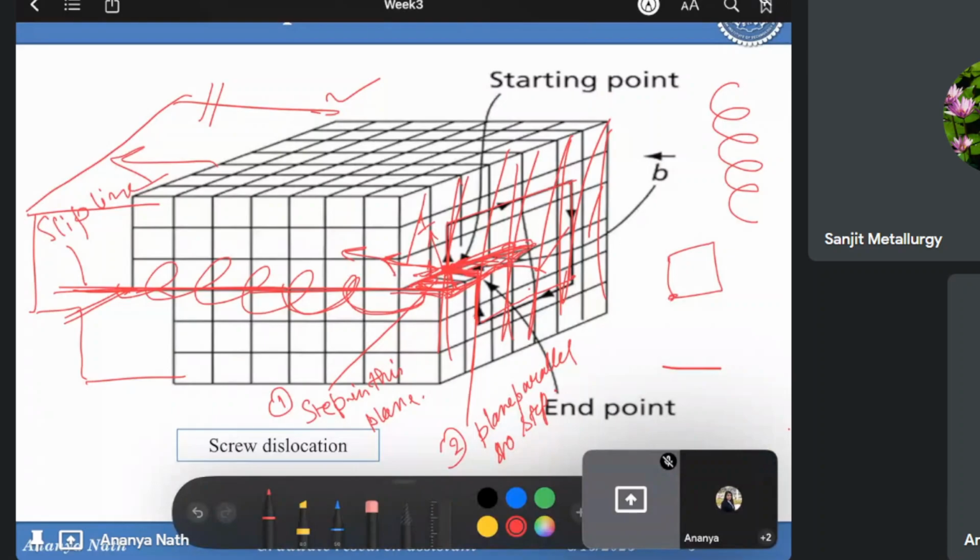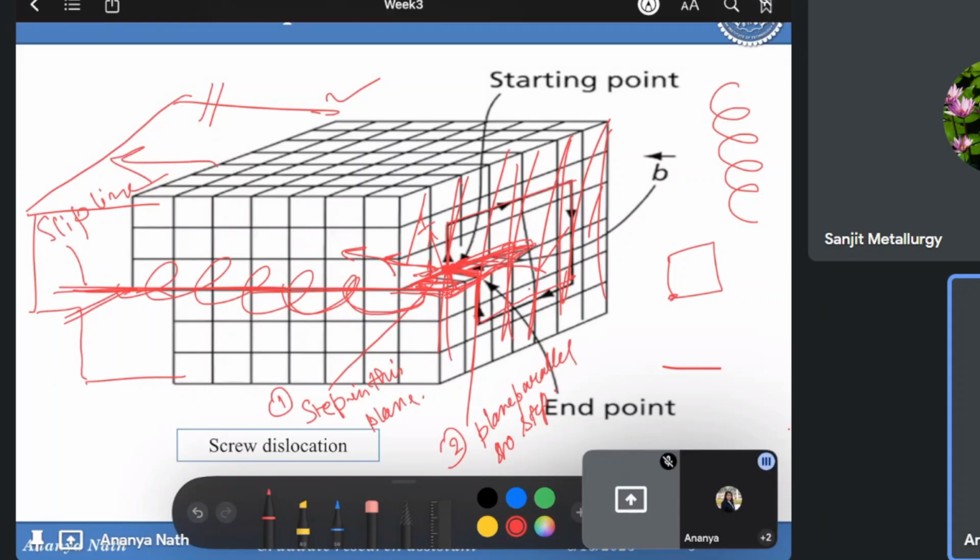Yes, ma'am, I understood. I'll suggest you go for some YouTube videos. You can find plenty of animation for screw dislocation. There you'll understand, because it's difficult to explain with pen and paper, because there is a motion in the helical direction, na? It's a three-dimensional motion, whereas for edge dislocation it's a two-dimensional motion, so you can easily understand.